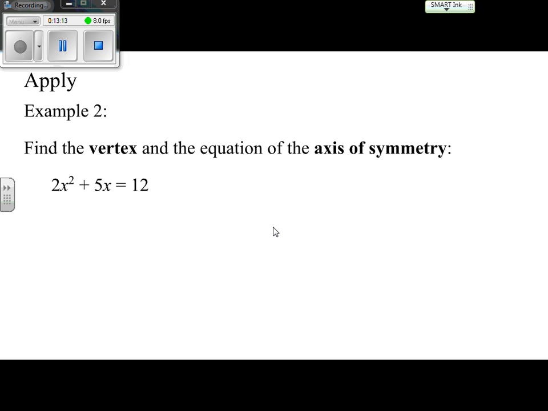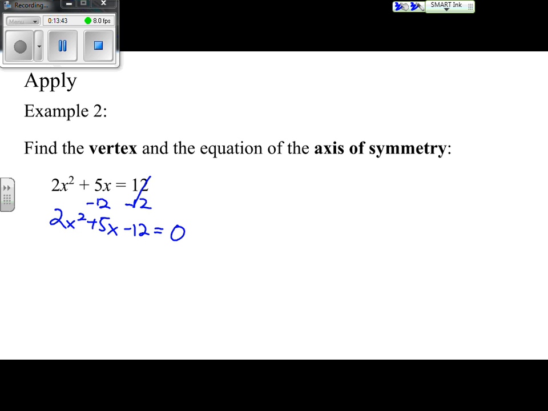Now, for our second and final example, I'm not asked to sketch the graph. I'm just asked to find the vertex and the axis of symmetry. And I don't have to go through the process of making a table or anything like that. But what I do want to do is get my equation all by itself. So I'm going to start off by having 2x squared plus 5x. And there was a 12 over on the right side, so I'm going to subtract that from both sides. Those will cancel out, and so I'd have minus 12 equal to 0.